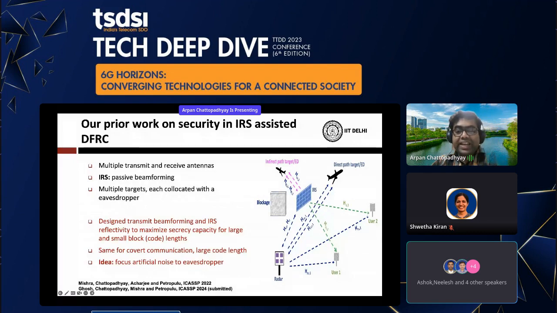So this was published in ICASSP 22, and recently we have done another piece of work where we have extended this idea to a covert communication setting. There, these targets should not only be unable to decode the transmission, but we have a stronger requirement: these targets should not even be able to detect that there is a communication between the radar and the users. And we have designed the algorithms for that setting also.